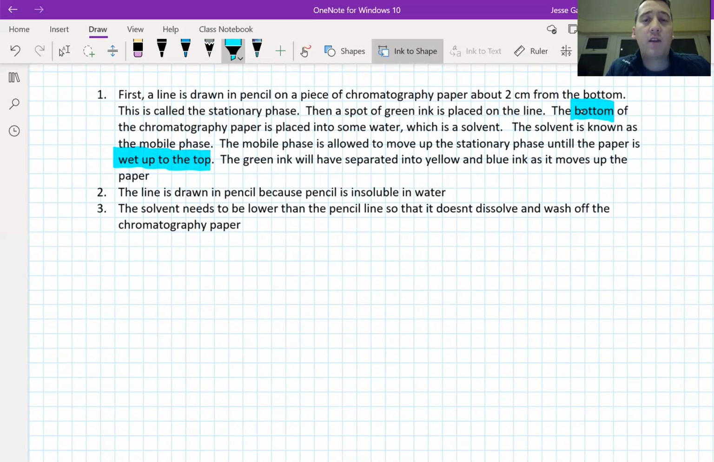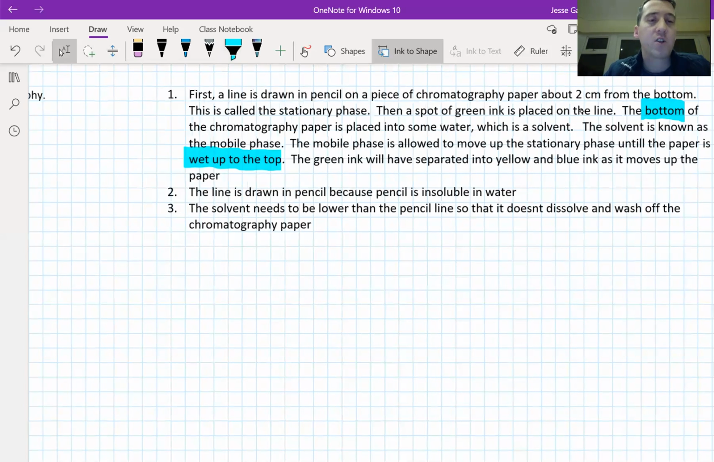The green ink will have separated into yellow and blue ink as it moves up the paper. So that is a good answer to that question. You should compare it to your own and see if you need to add any more detail, or if you've put anything wrong in there and you're looking now and go, actually, that probably doesn't belong there, then just get rid of it, okay?